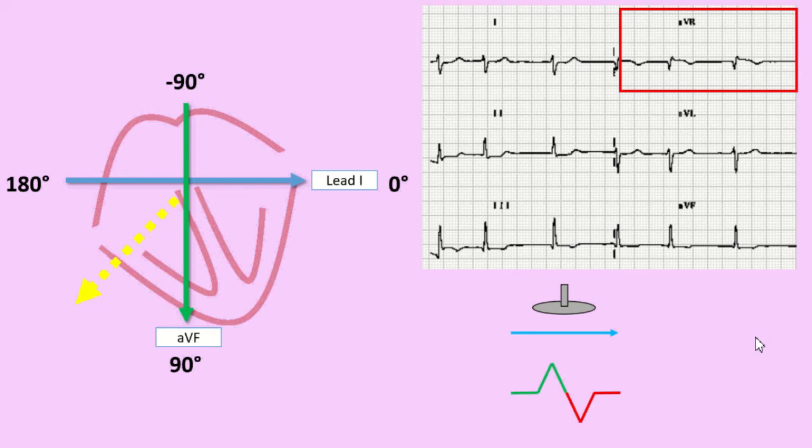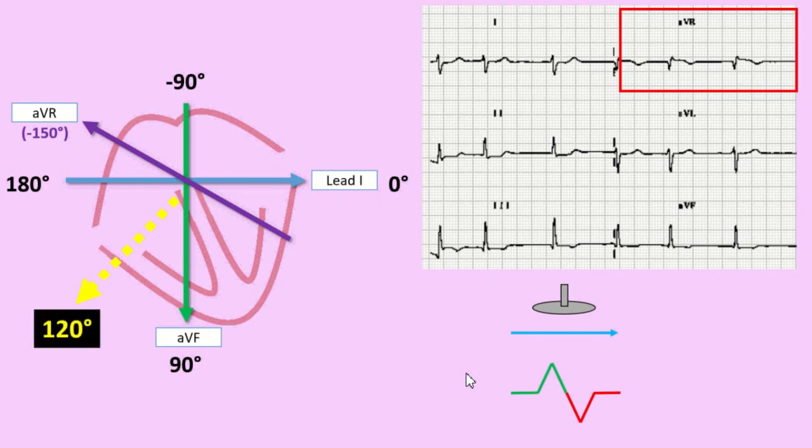So let's draw it into our heart here, and lead AVR would give us an angle of negative 150 degrees. So since the net depolarization is isoelectric with AVR, that means its direction is going to be perpendicular to this lead. So we can take our negative 150 for the lead, add in 90 degrees, which would bring us to a cardiac axis of 120 degrees.